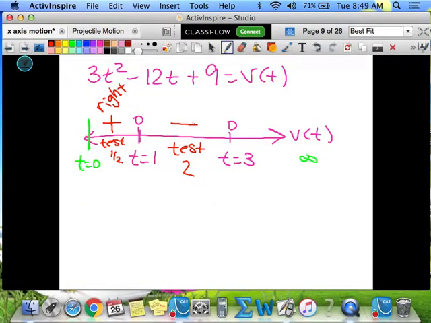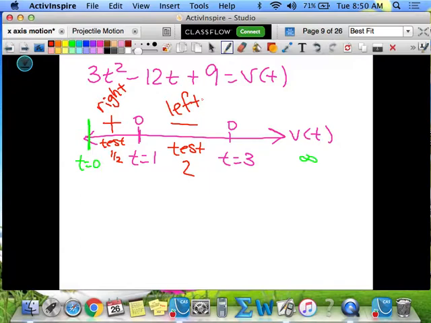What does a negative velocity mean for movement? It's moving to the left. Yes. Okay. So then we can do this for acceleration also, and see when the speed is like that. All right.